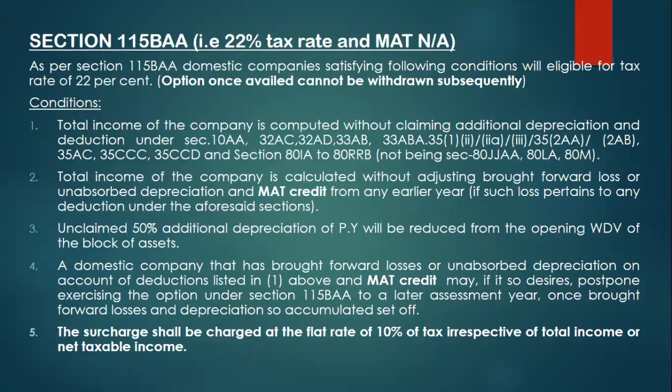It would be beneficial if we are able to adjust brought forward losses and unabsorbed depreciation pertaining to above deductions before opting this section. A company can postpone opting this section until all the brought forward losses are adjusted. Rate of 22% looks very lucrative, but the rate of surcharge applicable shall be 10%, irrespective of total income. Even if the income is below rupees 1 crore, surcharge shall be applicable. Hence, rate of tax shall be 25.17% effectively.